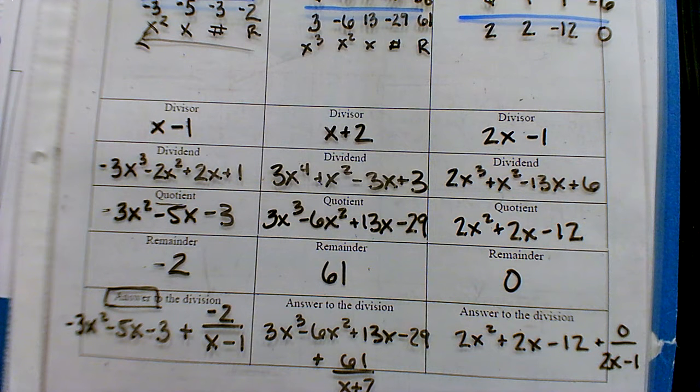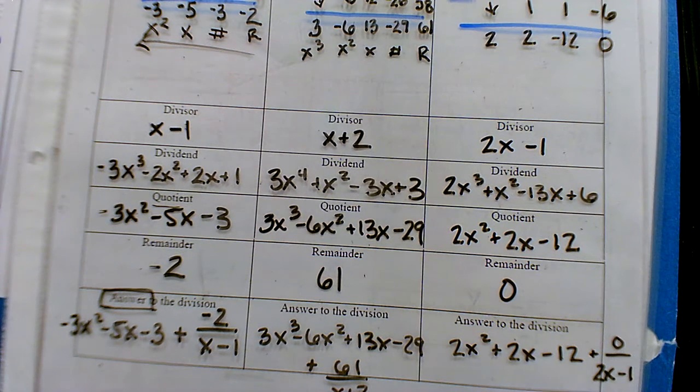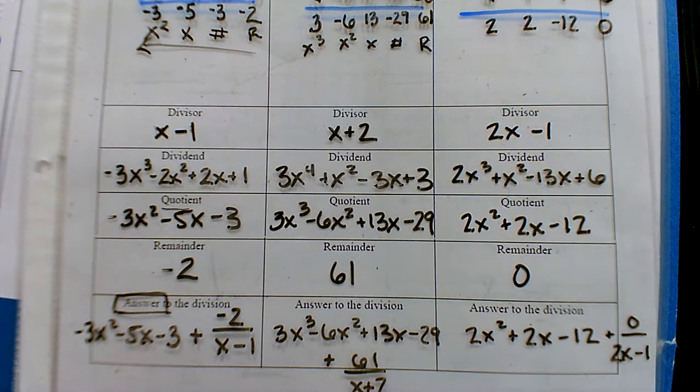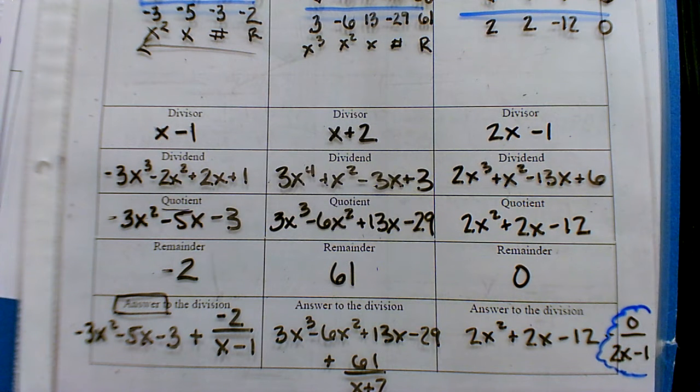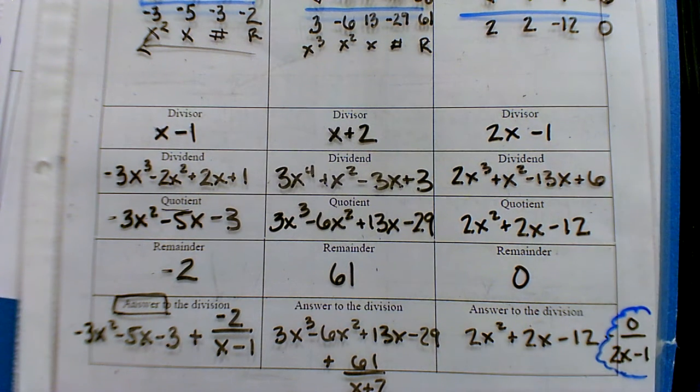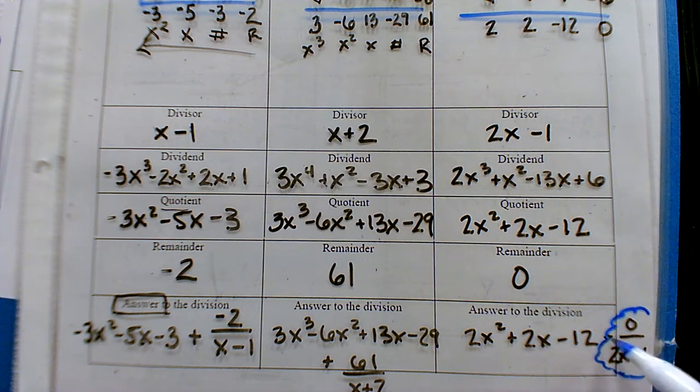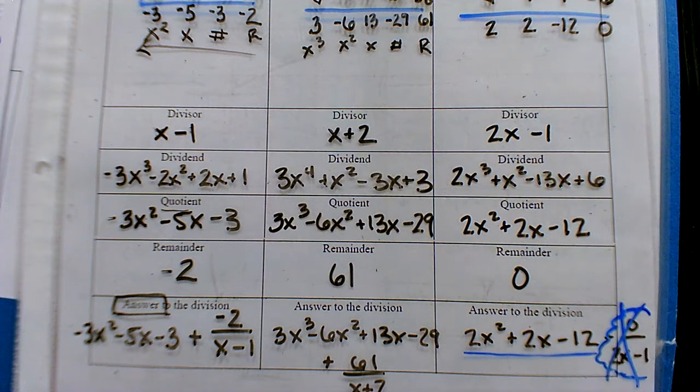How'd you do? Really good? All right, perfect. Just a little side note: when you get down here to write your answer, quotient plus remainder over divisor, what is 0 divided by some other number? As long as that other number's not 0, it's 0. So if you're adding 0 on the end, you technically don't even have to write that if you don't want to. You're just going to be left with your quotient.